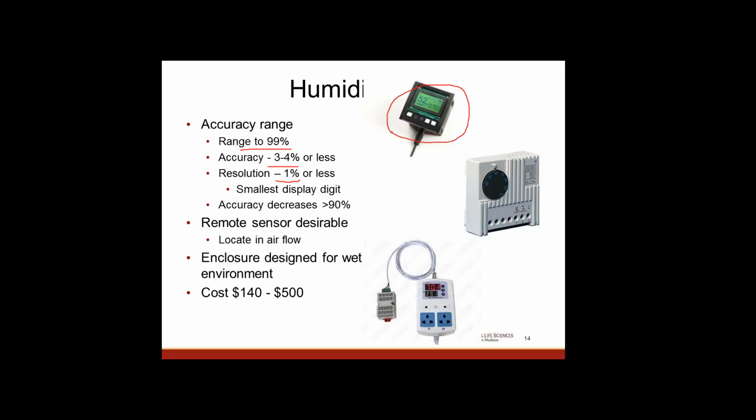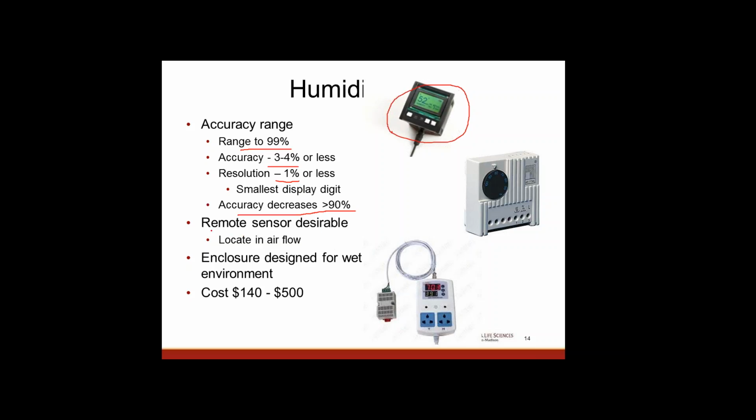adjust the setting to. And then the other issue is that the accuracy is going to decrease as we get above 90%. It just gets tougher to measure the humidity above 90%. So any type of measuring device, at the extremes of its range, the accuracy will be less.